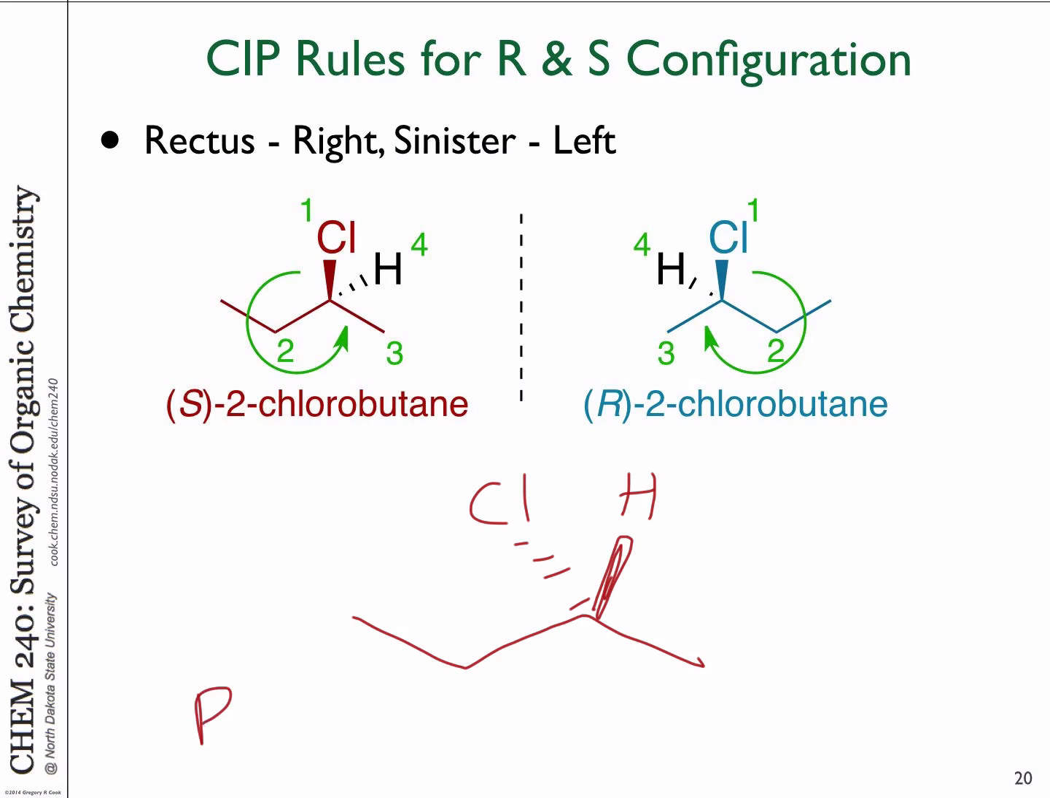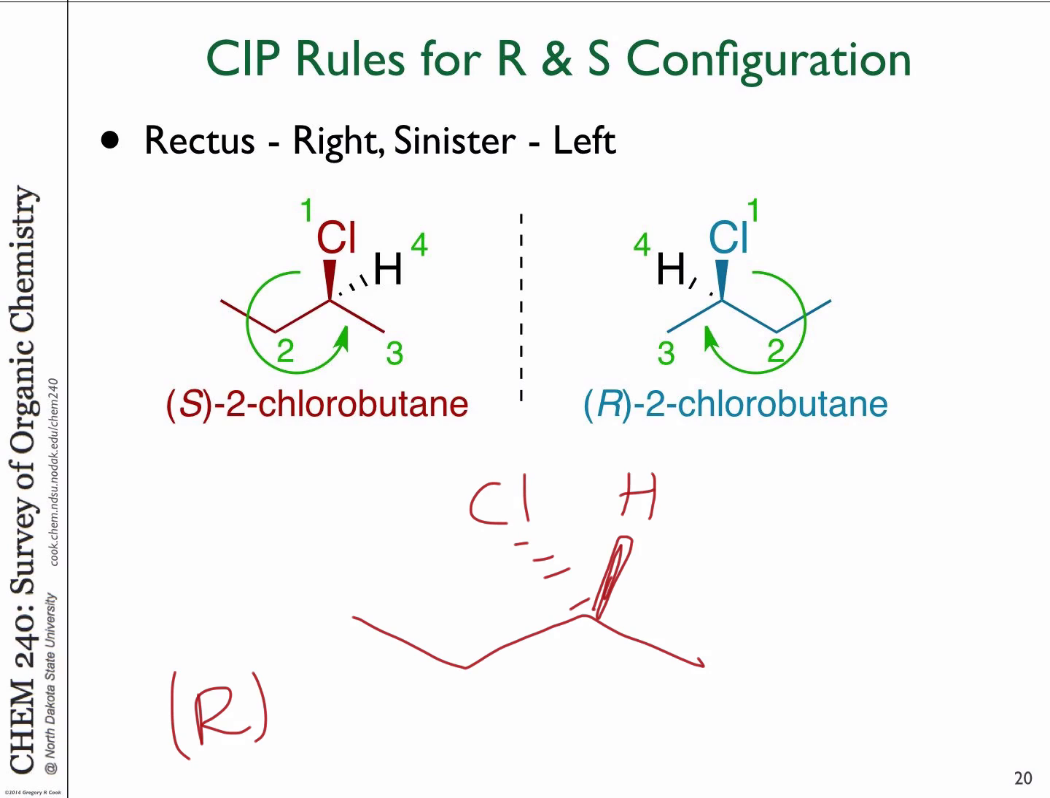It's R. Okay, why is it R? Well, the lowest priority group, the hydrogen here, is pointing out towards us. So you actually have to just flip it around. And if you flip it around and look from the other side, it's hard to see sometimes in your head, but you would see that if you're looking at it from the right orientation, then you go clockwise from 1 to 2 to 3.